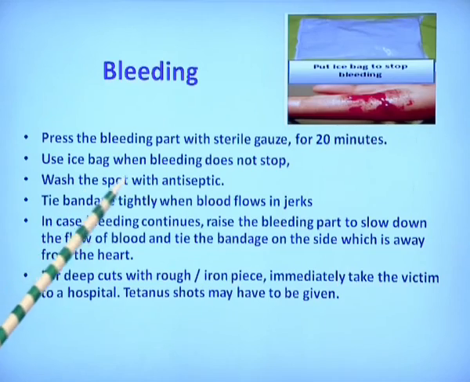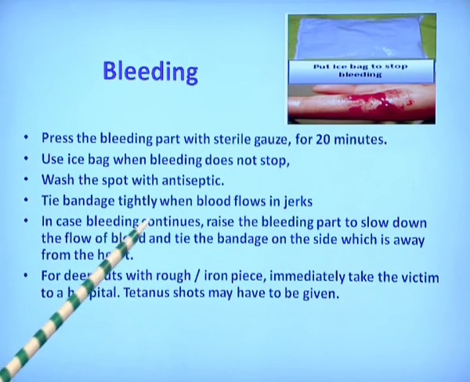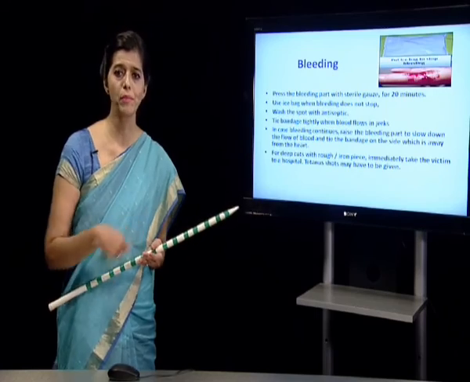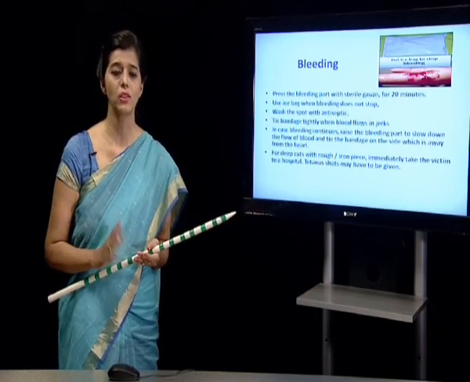Then use an ice bag when bleeding does not stop, because it is going to control it, and wash the spot with antiseptic and tie the bandage tightly when blood flows in jerks. When the blood is flowing, we need to tie a bandage also, so that something is in control.